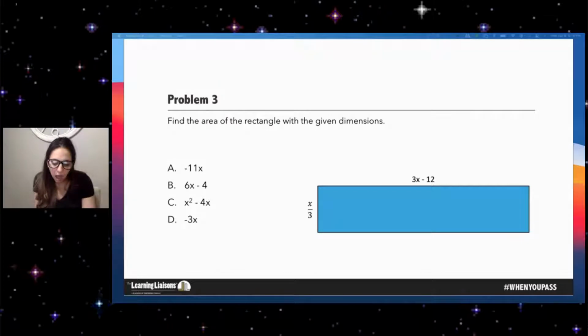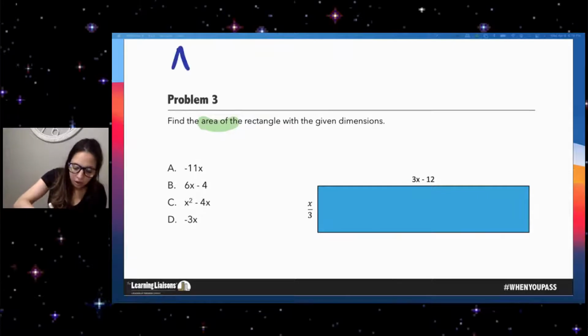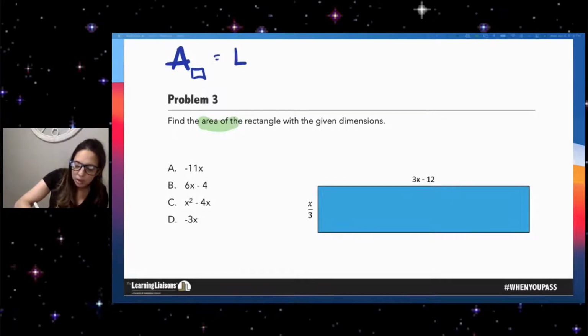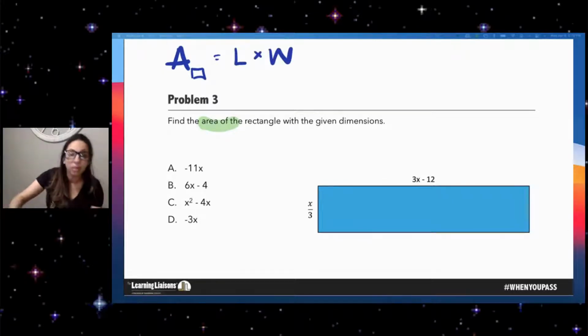All right, find the area of the rectangle with the given dimensions. Everybody needs to know how to find area. Everybody in this room needs to know how to find area, no matter what exam you're taking. Some exams have a cheat sheet, some exams don't. To find the area of a rectangle, and I always write the A and then the shape just so I know what I'm dealing with, we do length times width.